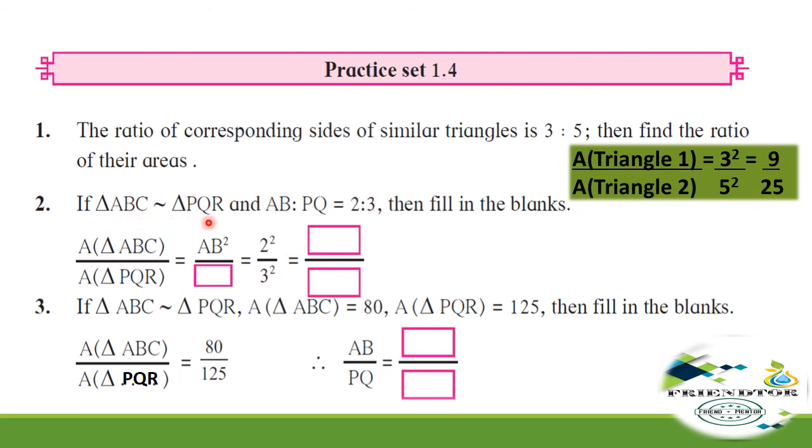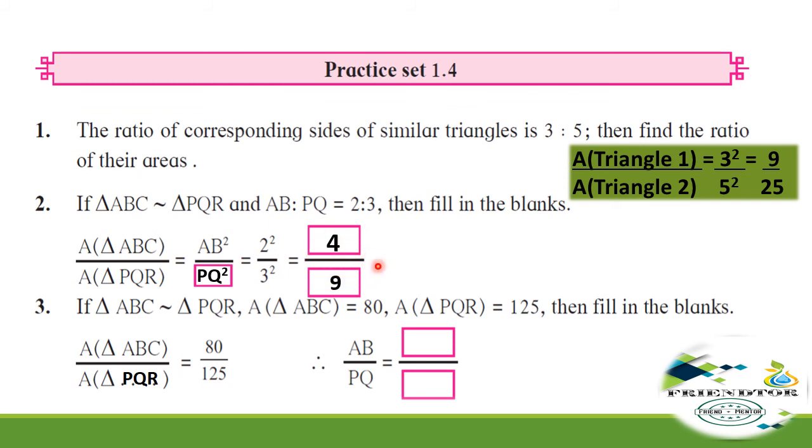If triangle ABC and triangle PQR are similar, AB upon PQ is 2 upon 3, then fill in the blanks. So area of triangle ABC upon area of triangle PQR is equal to AB square upon PQ square. So AB is 2 square, PQ is 3 square. What is 2 square? 4. 2 square means 2 into 2 and 3 square means 3 into 3, that is 9. So 4 by 9. We cannot reduce it further, so this is the answer.